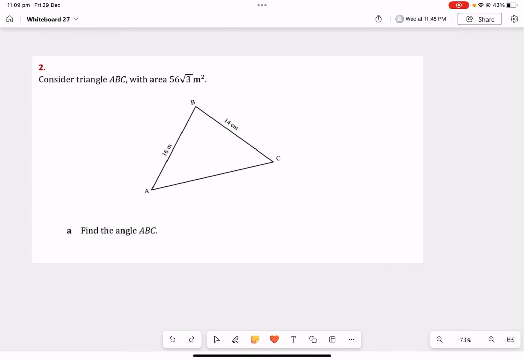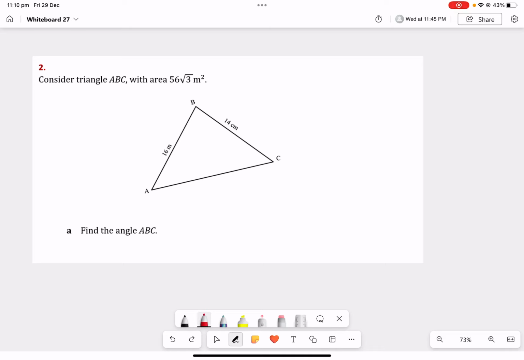Now this question is really tough. It's a really tough question, but once you break it down into little steps, it's not the hardest thing in the world. So we have to consider the triangle ABC with an area of 56 root 3 meters squared. We have to find the angle of ABC.